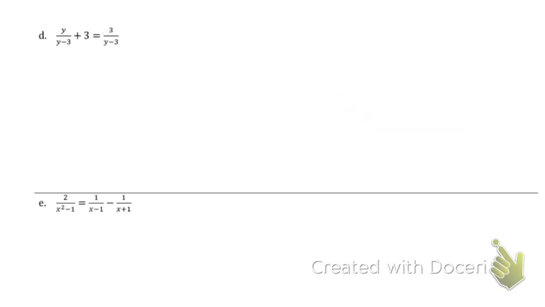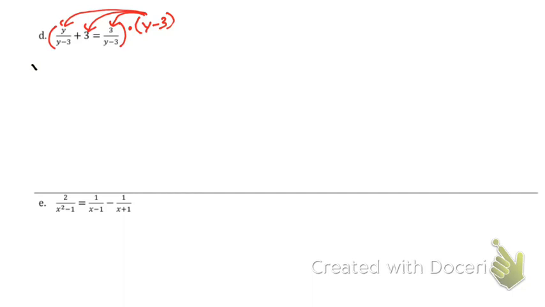Okay, next one. There's only one denominator, so I don't need to come up with a common denominator. I'm just going to multiply both sides by that y minus 3 to get rid of those fractions. So once again, to get rid of these fractions, I'm going to multiply both sides by the quantity y minus 3. We're going to distribute to everything.